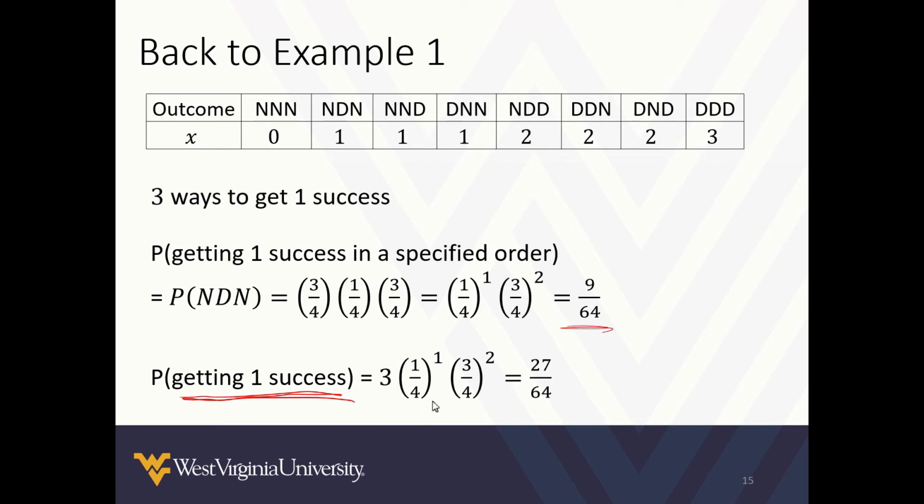And we can use the binomial formula from the previous slide, and we can get the probability of 27 over 64. So just to clarify, when we're curious about getting something specific in that specific order, that is the Bernoulli. When we're interested in the multiple trials, when we're not caring about that specific order, that's when we're looking at the binomial situation.